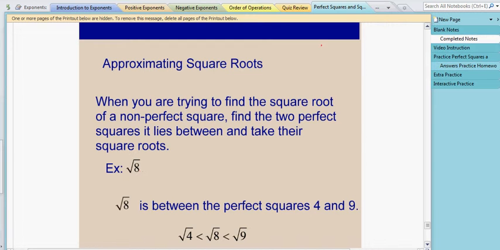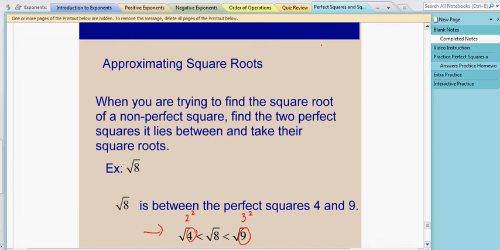So what we're going to try to figure out is what two perfect squares 8 lies between. If you look at this example, we know that 8 lies between 4, which is 2 squared, and 9, which is 3 squared. So the square root of 4, 4 being the perfect square, and the square root of 9, 9 being a perfect square, are the two perfect squares the square root of 8 lies between.